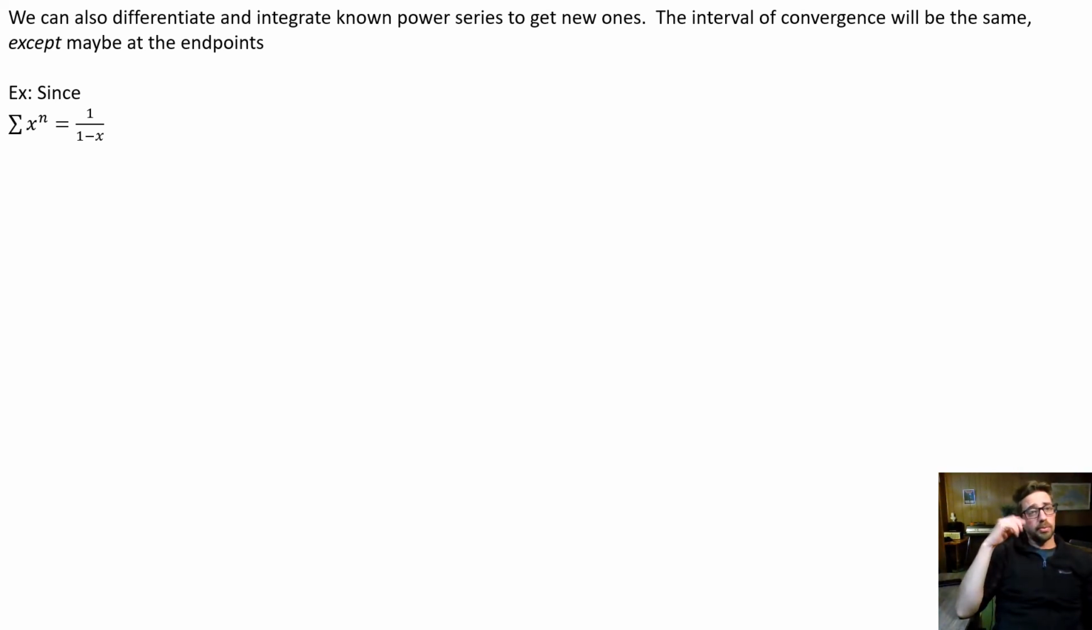So, quick example. We always start with that same relationship we started with. This is the known thing from geometric series. So if these two things are equal, just take the derivative of both sides of the equation and see what you get.